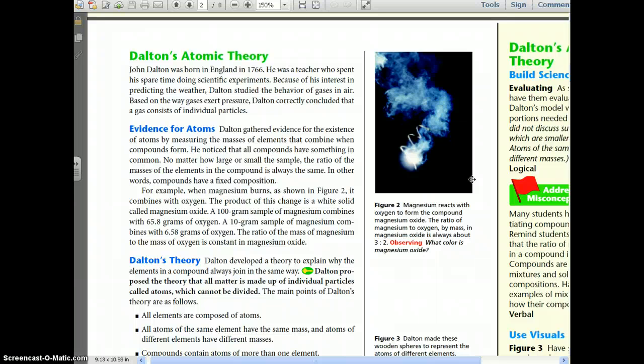A 100-gram sample of magnesium combines with 65.8 grams of oxygen. A 10-gram sample of magnesium combines with 6.58 grams of oxygen. The ratio of the mass of magnesium to the mass of oxygen is constant in magnesium oxide. So essentially what they're saying is he was actually able to find the mass, and he could tell that every time there was magnesium oxide it combined in the same way, which is awesome.